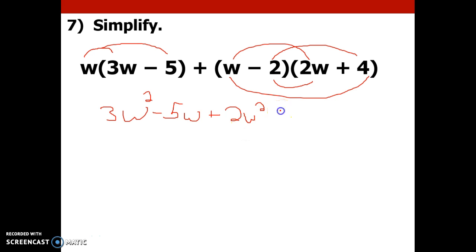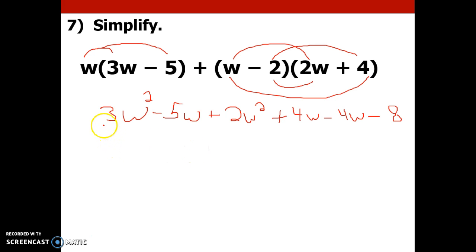W times 4 is 4w. Negative 2 times 2w will be minus 4w. And then negative 2 times 4 is minus 8. I'm now going to go and try to look for some like terms that I can combine together.